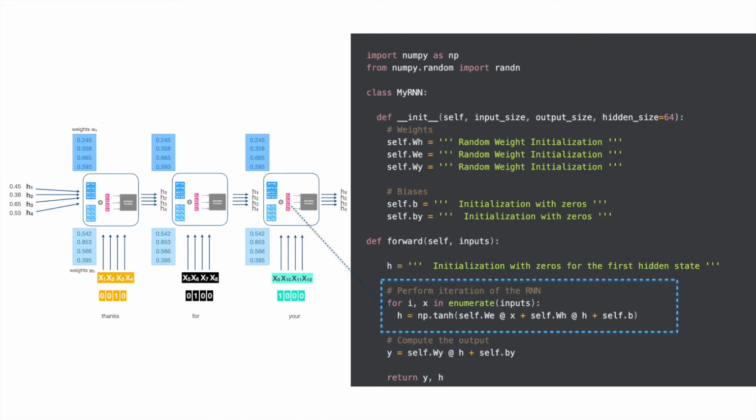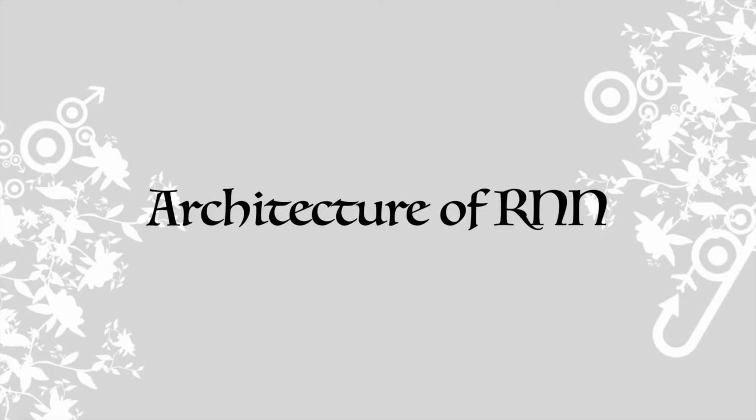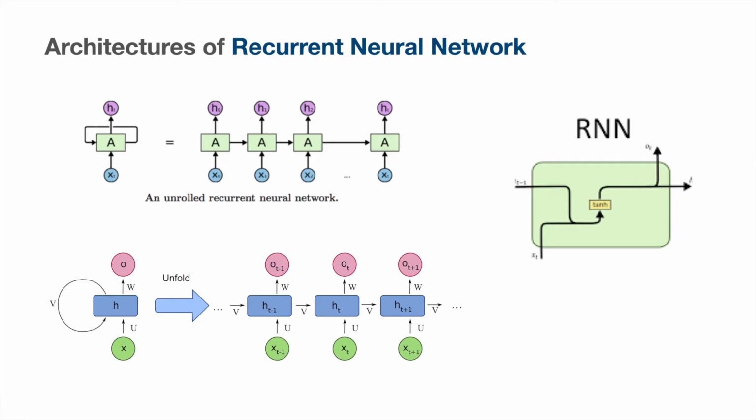And finally, we compute the output based on the softmax function, which we're going to cover in a second. Architecture of RNN. There are different ways in which we can represent a recurrent neural network. The whole idea would remain the same.